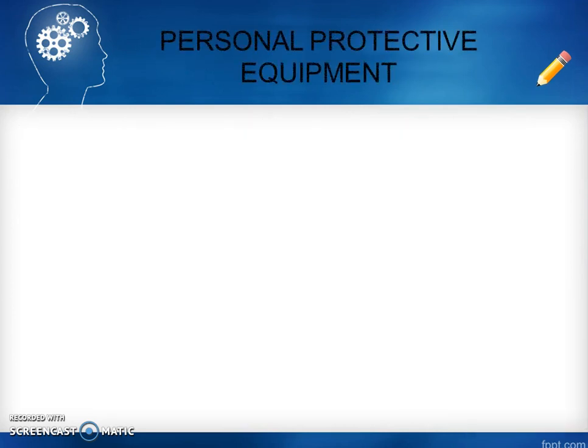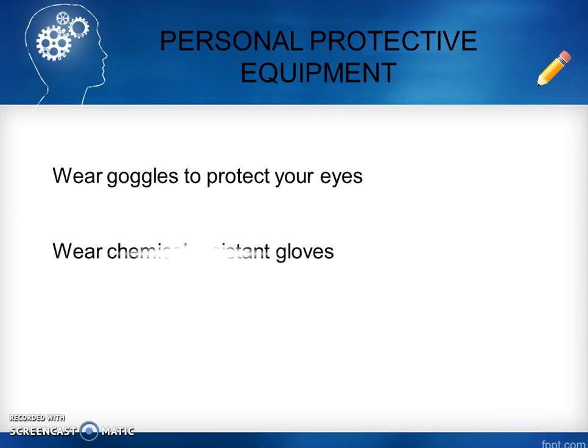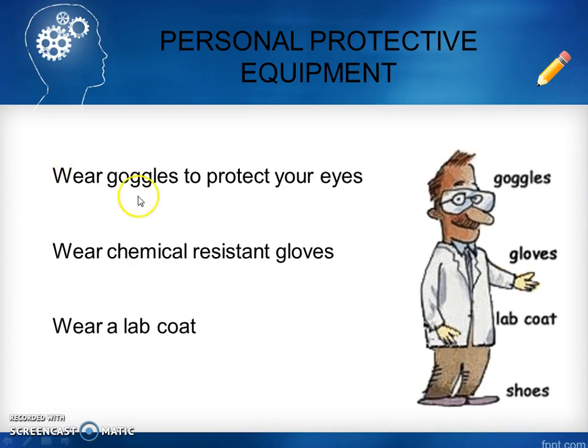Okay, next thing to look at is personal protective equipment. You often see this as PPE. So goggles, you've got gloves, chemical resistant gloves, and of course a lab coat. So this is kind of what maybe your typical chemist would look like, with the goggles, the gloves, the lab coat.